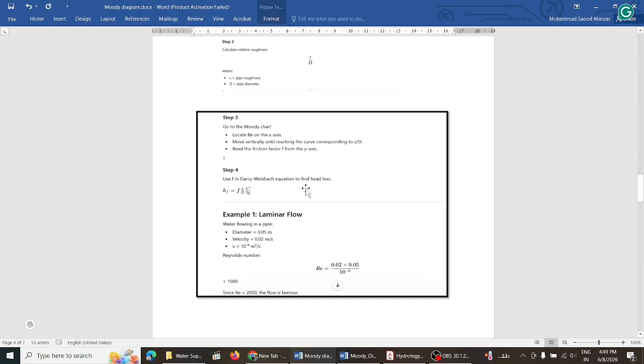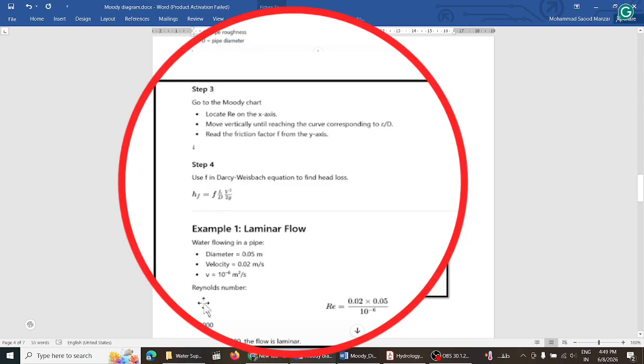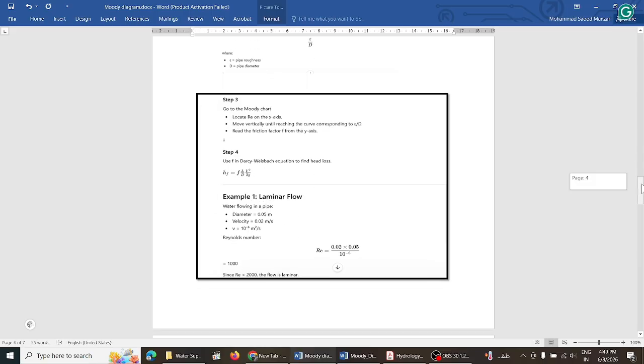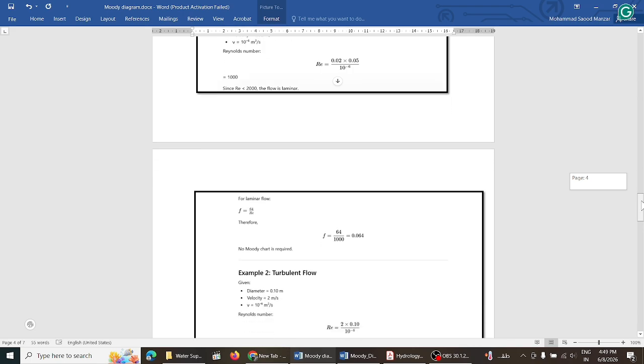The head loss formula is hf is equal to fL upon D into V squared upon 2g. From here we will substitute the values, and then we will find the value of head loss. So these are the 4 steps. Now if it is a laminar flow, the friction factor is 64 upon Re. So for laminar flow, we don't need any Moody chart.